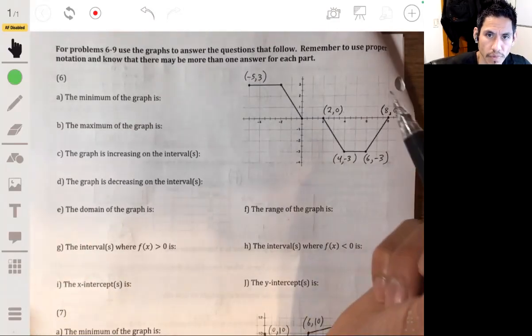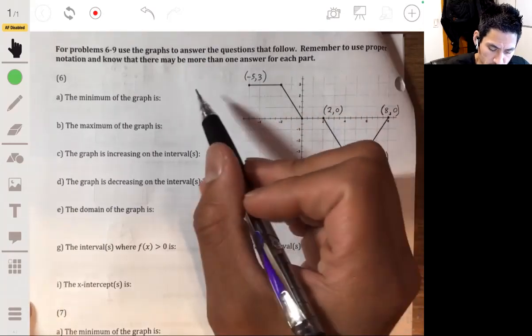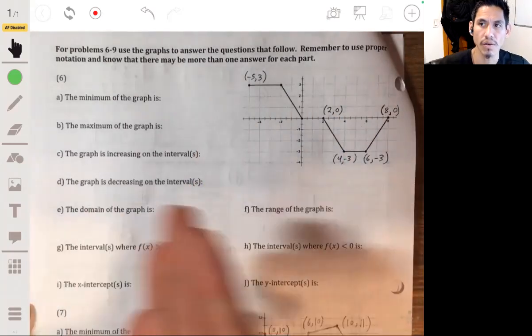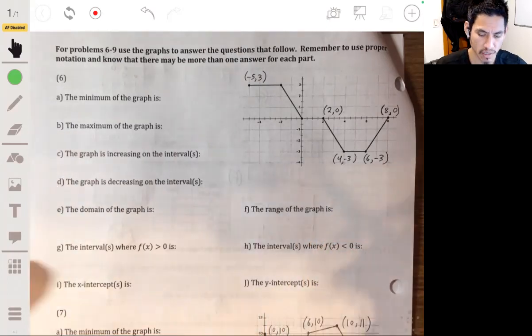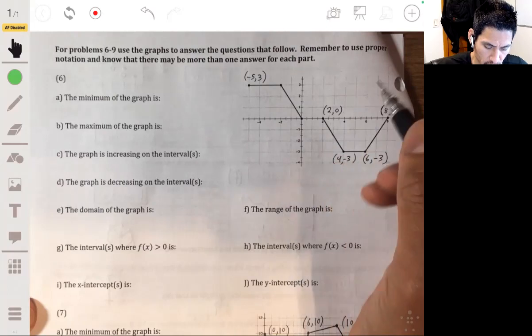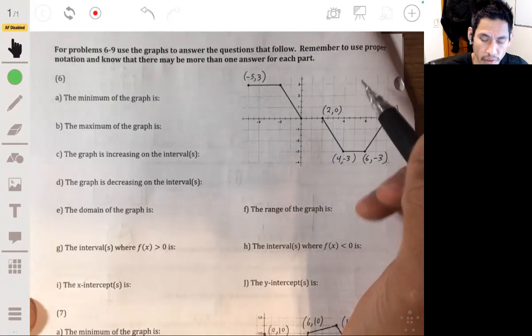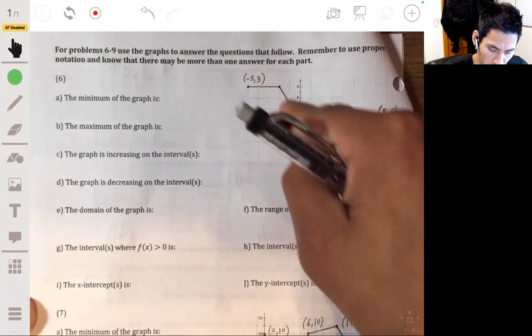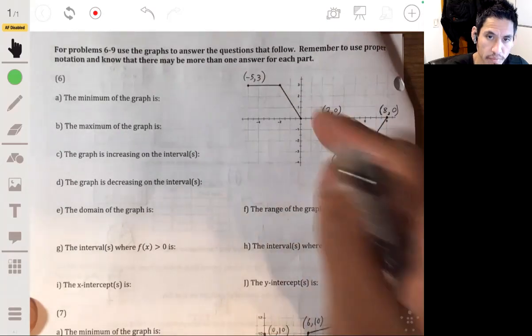Okay, now we're going to look at how we describe and identify all these characteristics on the graph of a function. So let's look at the first problem we got here.